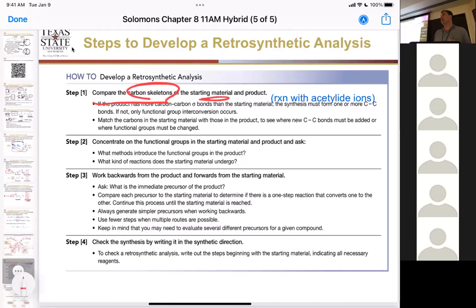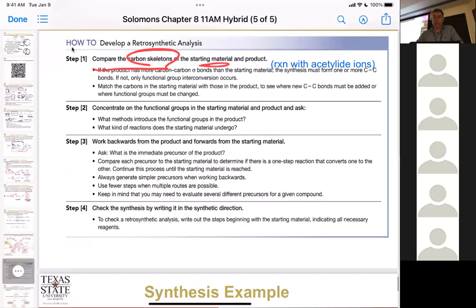That's where it comes in very handy to know your reactions forward, knowing just what reagent to add, and knowing, starting with the product and the reagent, what the starting material was. That's why I want you to do it in both directions, because that way retrosynthesis becomes easier.